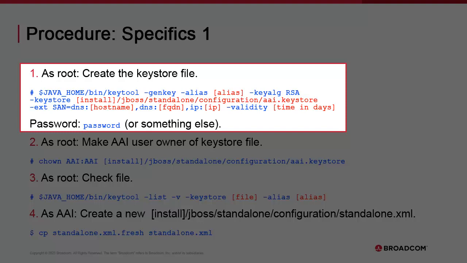-keystore sets the actual key store file name and location, and this needs to be created in the jboss/standalone/configuration directory. The key store can be called anything you want, and it doesn't necessarily require the keystore extension. It's up to you. -ext sets the subject alternative name, or SAN.